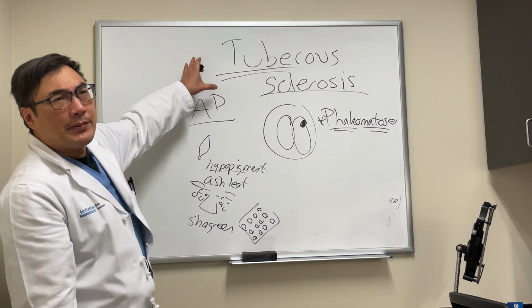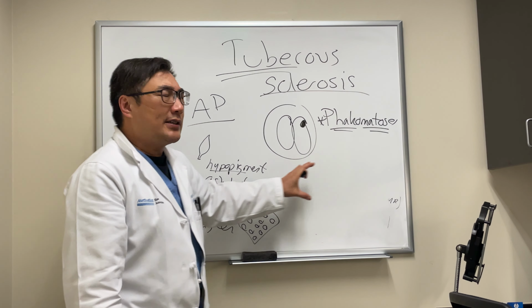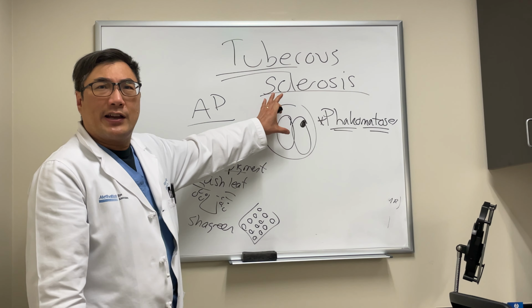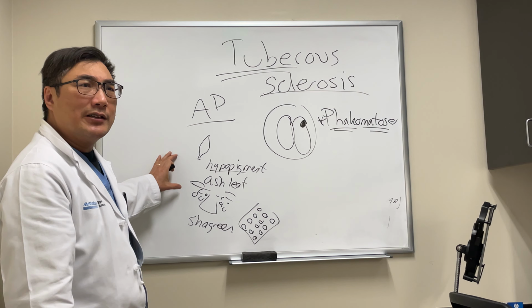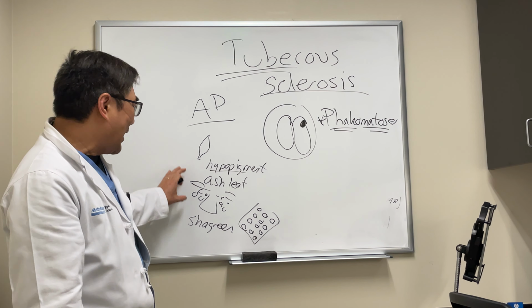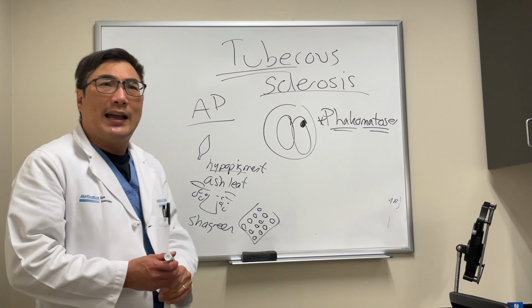So you should know a little bit about tuberous sclerosis. It's a phakomatosis. It has both cutaneous, intraocular, and intracranial manifestations. It's autosomal dominant. You're going to look for the hypopigmented macule, the ash leaf, the shagreen patch, and the adenoma sebaceum.